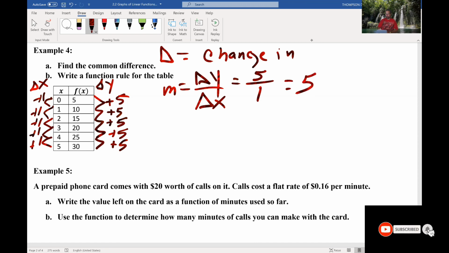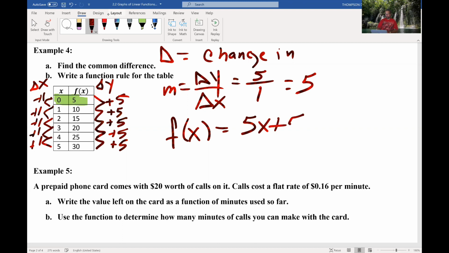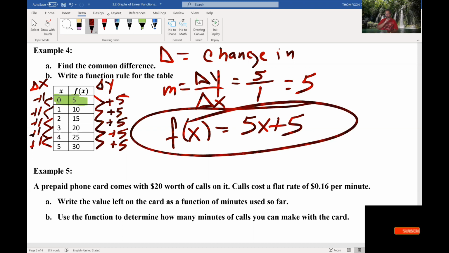So now we're ready to write our function rule. It should be f of x equals 5x, and we need our y-intercept. That's where x equals 0. So it's going to be 5x plus 5, and we are done. We have the common differences and our rule.